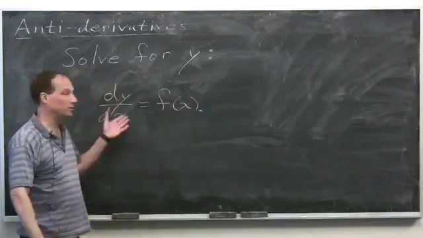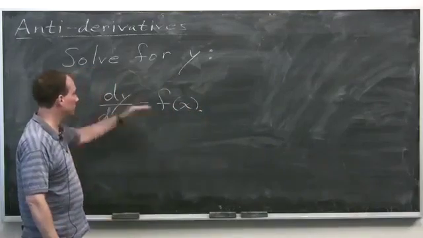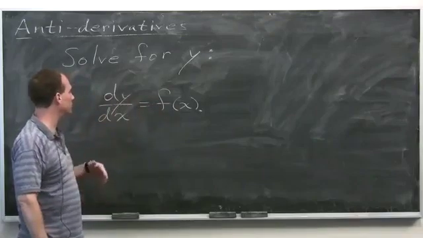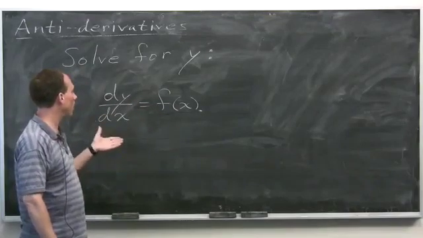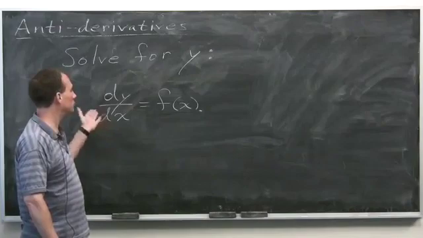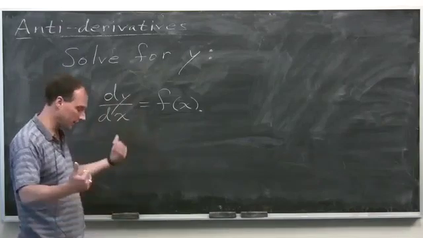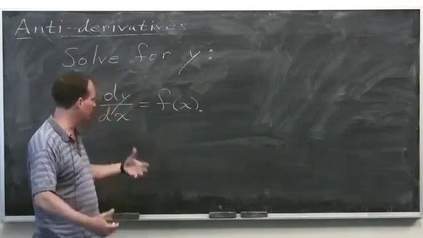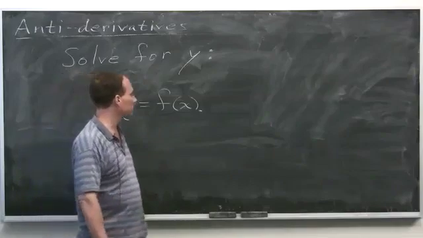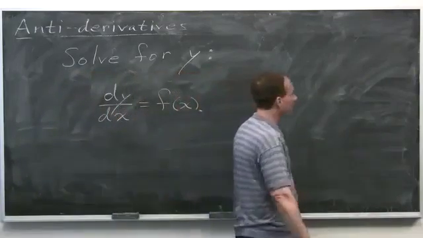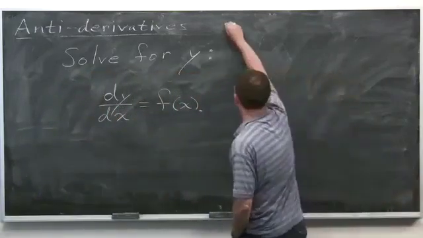So this means you need to find some function. You're given little f of x. You're trying to find some function y whose derivative is the given function. So you're anti-differentiating. You're figuring out a function whose derivative is little f of x. So an example.